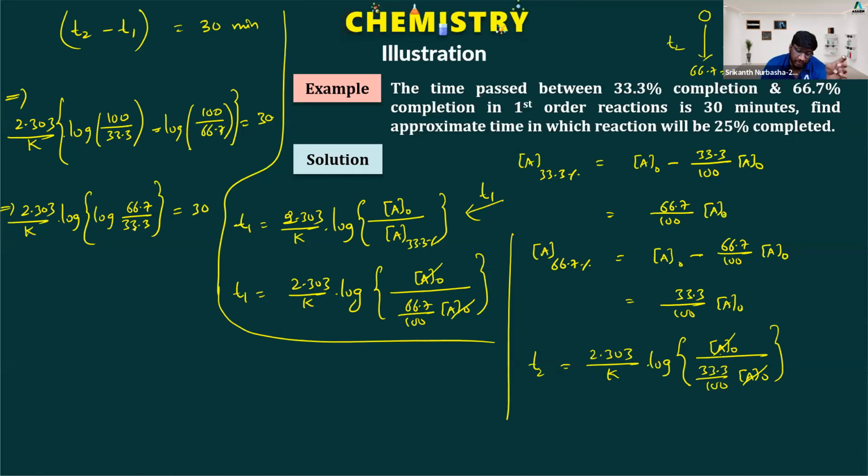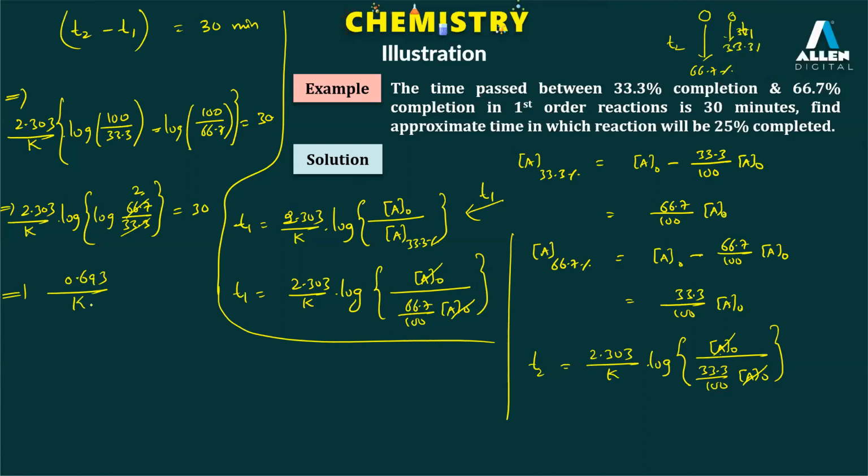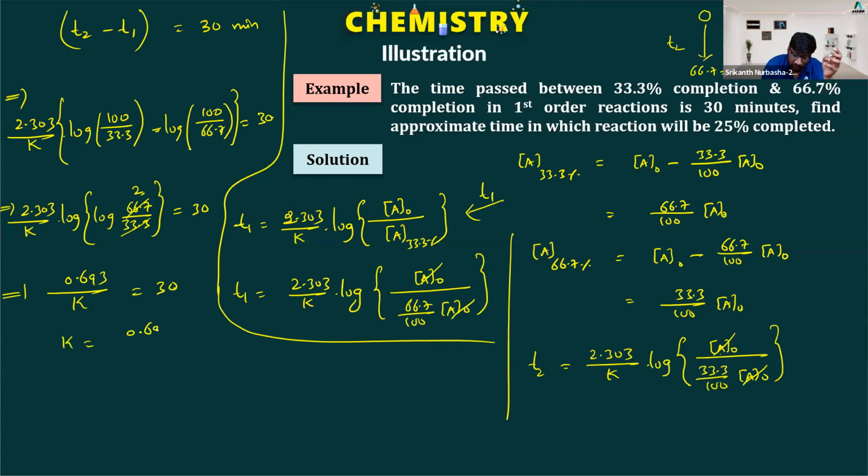That is equal to 30. 33.3, 66.7. Approximately how many times cancels out? 2 times or not? 2 times. So 2.303 into 2 log 2 is 0.693 by K is equal to 30. So K is equal to 0.693 by 30.